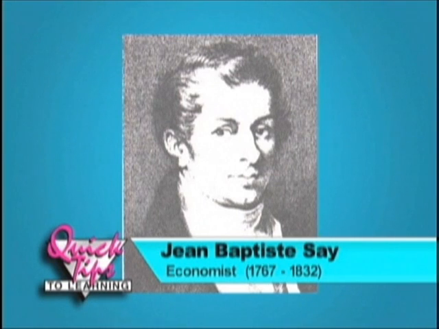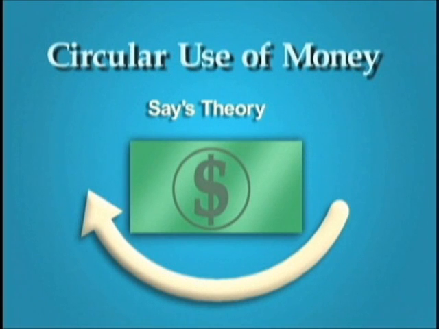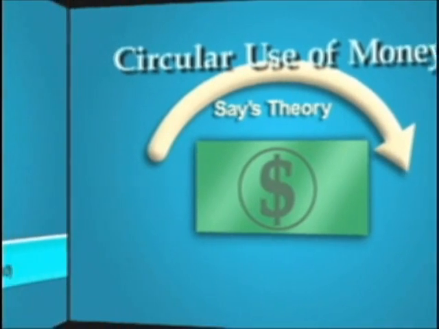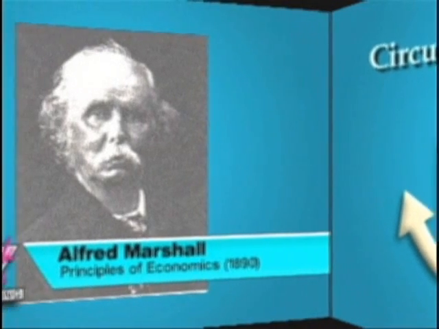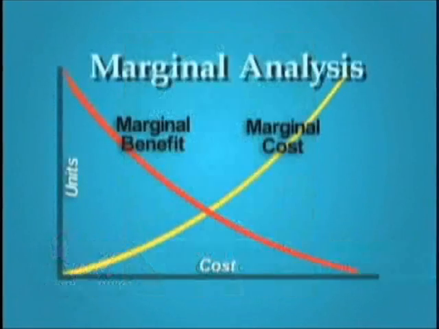Other important additions to microeconomics came from Jean-Baptiste Say and Alfred Marshall. In a model of the circular use of money, Say theorized that each increase in wages increases output, which adds to wages and other incomes. In Principles of Economics, Marshall explained how to model changes in demand resulting from consuming a single unit more or less of a product, with his concepts of marginal cost and marginal benefit.